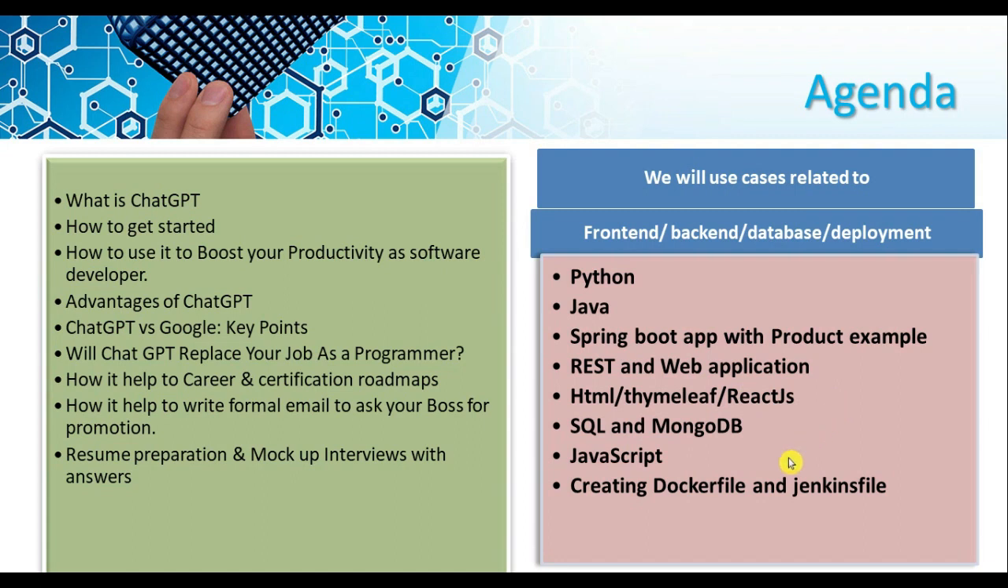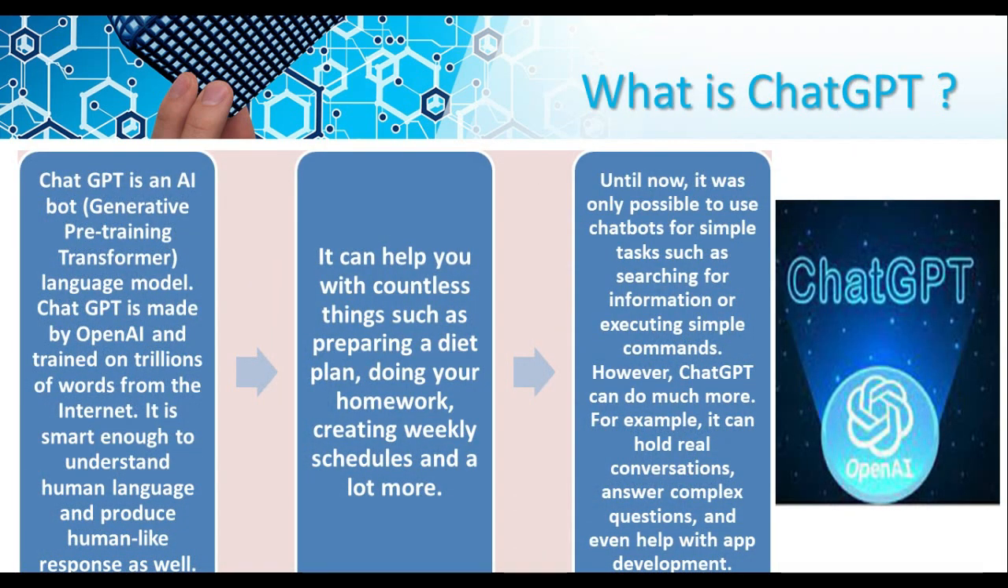Then in the front end we are going to explore a few examples related to HTML, Thymeleaf, and React.js. And in the backend, as a database, we are going to explore some examples with SQL and MongoDB. Then we are converting some scripts from TypeScript and JavaScript. Then we are creating a Dockerfile and Jenkinsfile for the deployment. Yeah, so this topic is getting interesting, right? So let's move ahead.